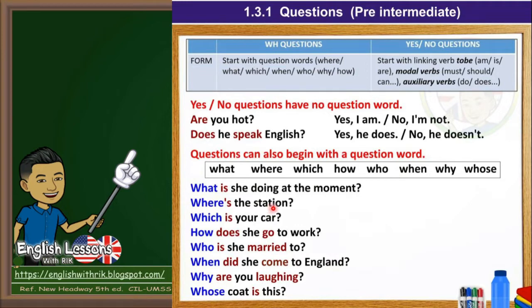Where's the station? Which is your car? How does she go to work? Who is she married to? When did she come to England? Why are you laughing? Whose coat is this?